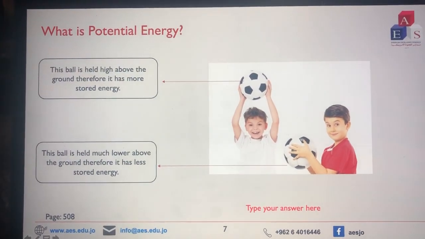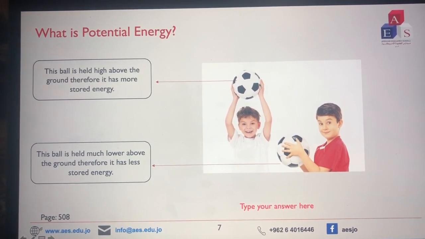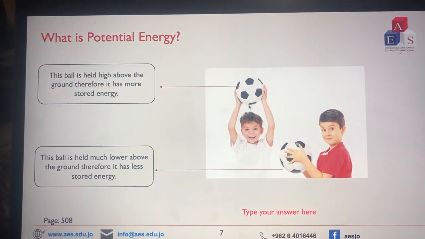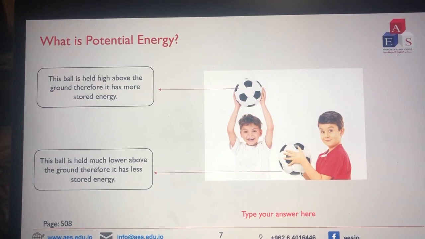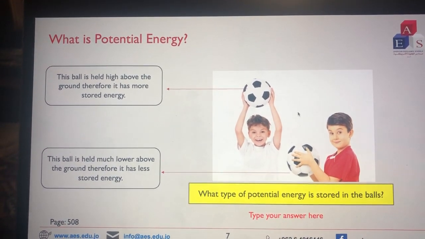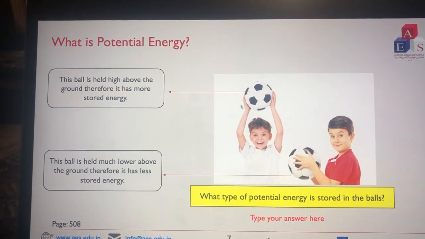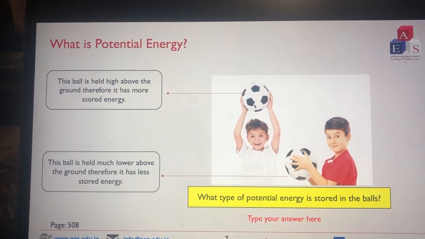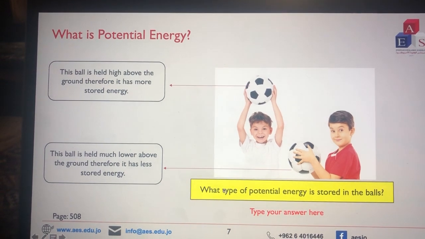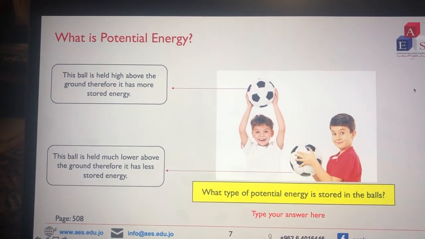So, in relation to potential energy being stored energy, let's look at the height of these two different balls. One is held way higher above the ground and one is held closer to the ground. So, which ball do you think will have more potential energy? If you're thinking the one higher above the ground, you're completely right, because the higher the object is, the more potential and stored energy it has. So, the only thing you have to know is what type of potential energy is stored in this ball. Please type your answer below.